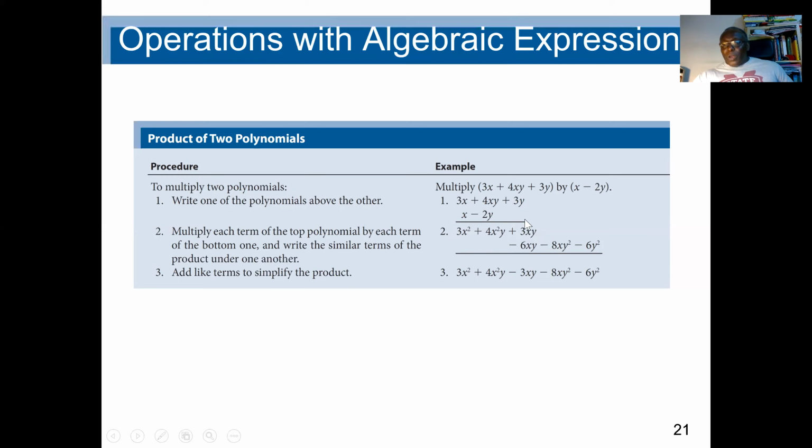So x times 3y will give me 3xy. Now down, remember, negative times positive is negative. So using negative 2y to multiply all the terms here, my answers will be negatives.